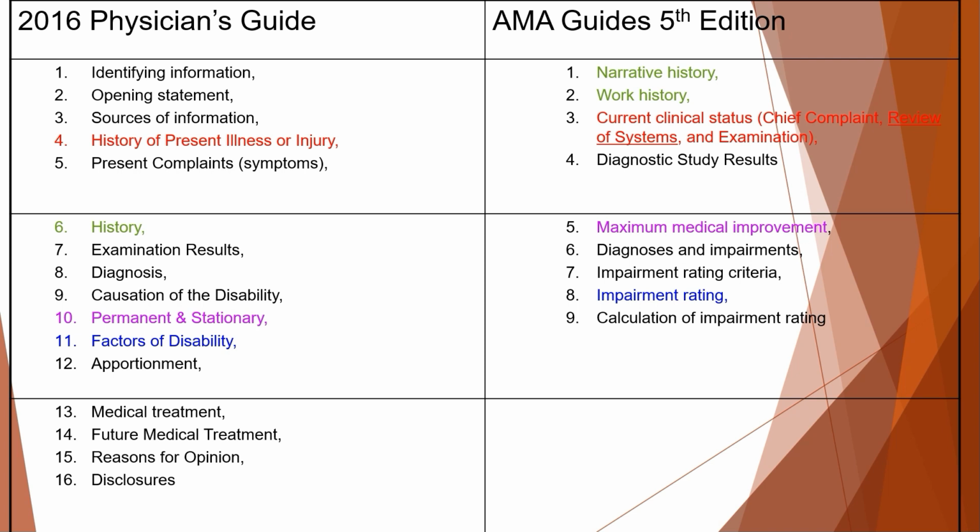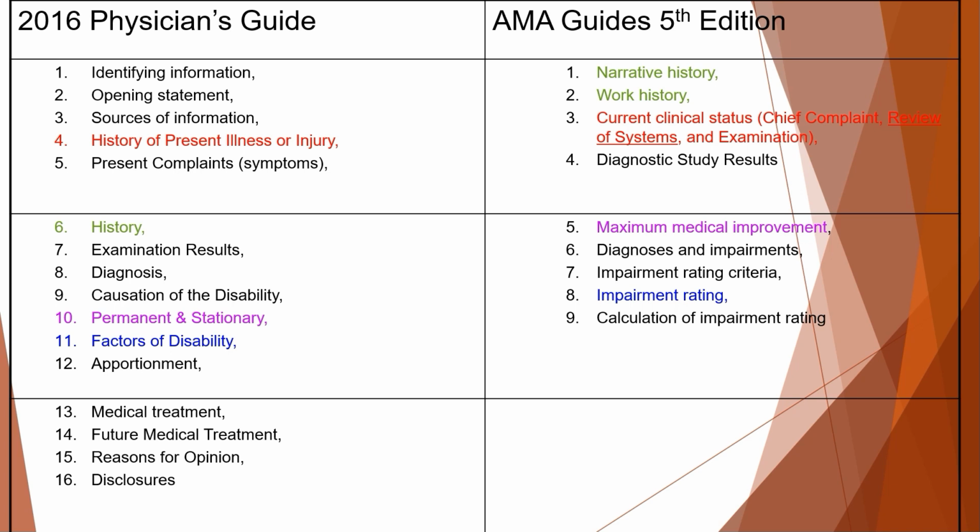So you'll notice here I have a table for you wherein we compare the 2001 Physician's Guide with the AMA Guides 5th edition. You'll notice that the requirements of the AMA Guides 5th edition are substantially less than what is required by the 2001 Physician's Guide. We already alluded to the reason why, and that is because the AMA Guides 5th edition is not intended to address workers' compensation issues.